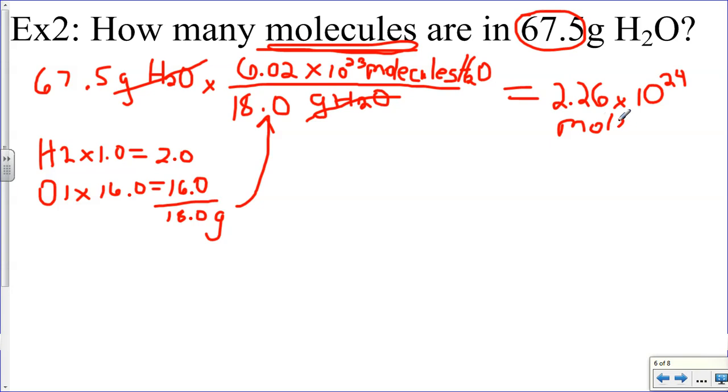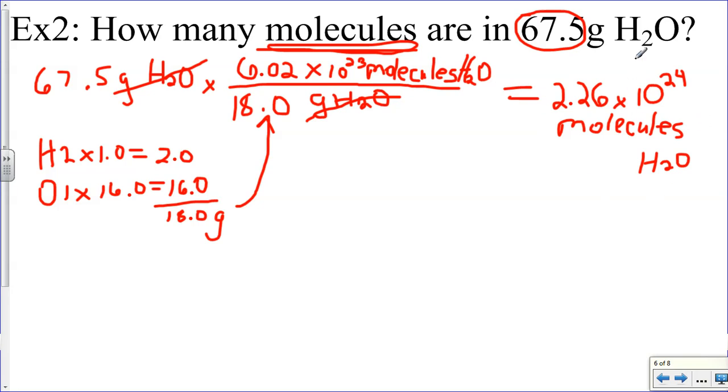My unit is molecules. Not only do I have to put that unit in my work, I have to put it in my answer. And I also have to write my substance, water. So this is my answer.